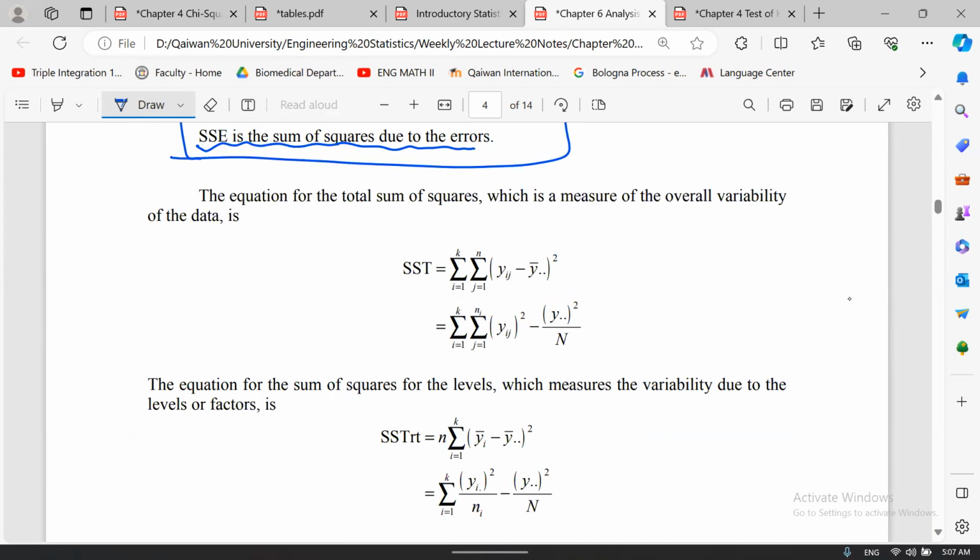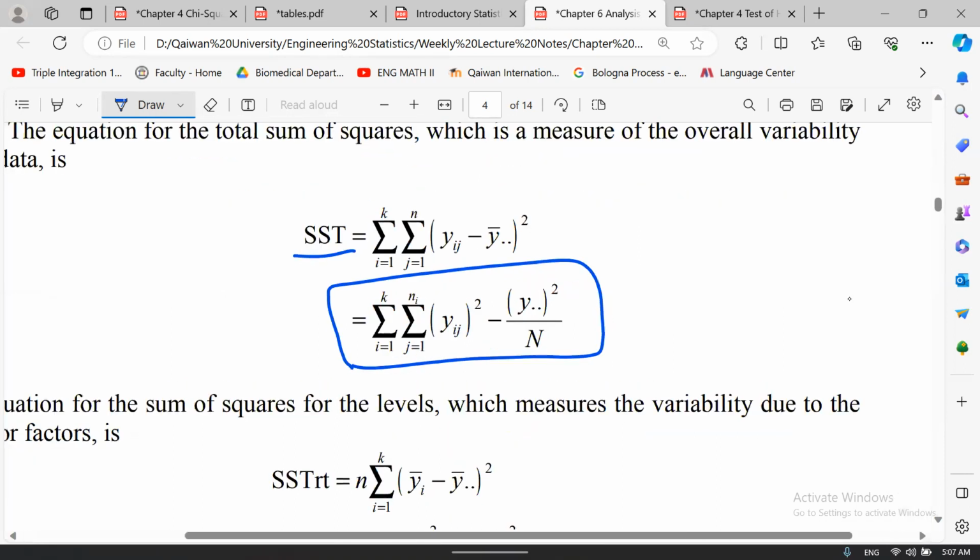Now, SST could be obtained by this rule. You should know these rules. These rules are not given during exams. You should know them. SST, the sum of total squares, is the double summation of Yij squared minus Y double dot squared over N.